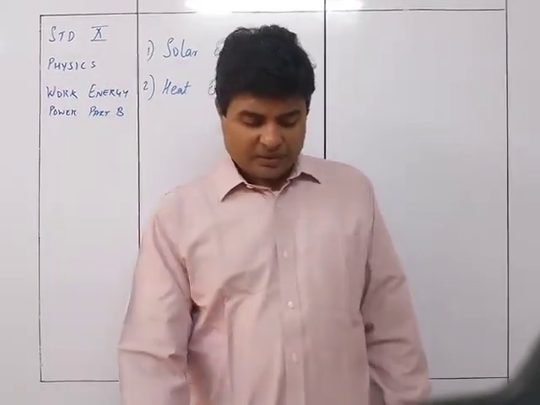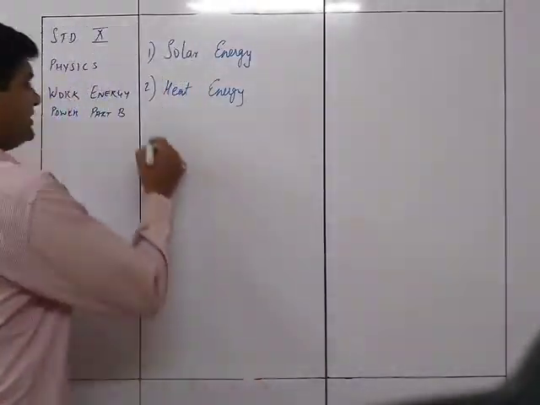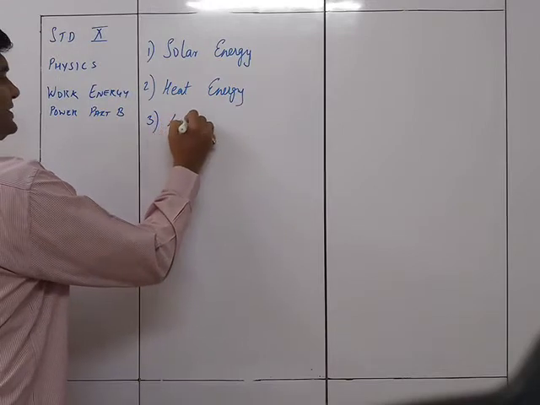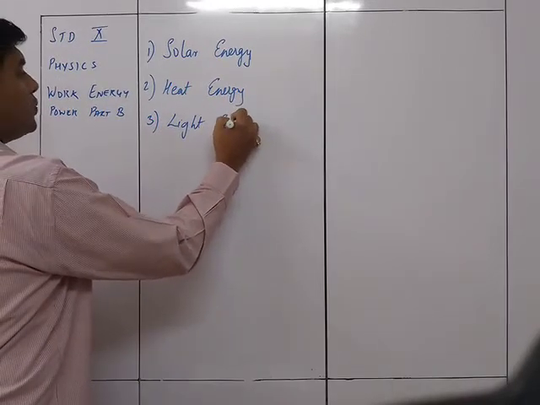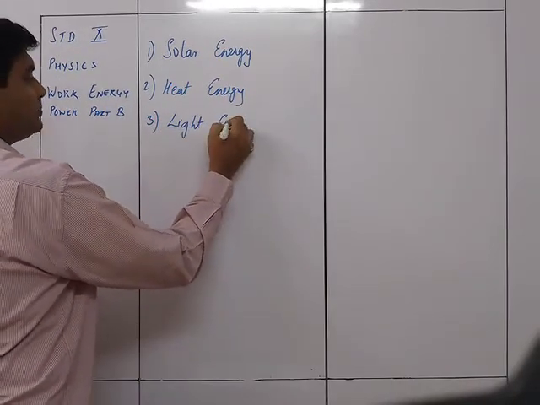The next one is light energy. The third one is light. Again, you can see that light energy too is made available to us by the sun.